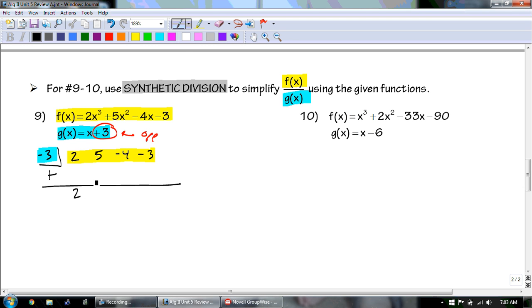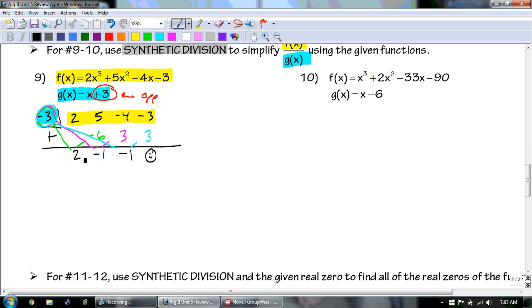Okay, we drop the 2. And then I'm going to do -3 times 2, which is -6. And then I add those together. 5 plus -6 is -1. And then I go -3 times -1 is a +3. All right, -4 plus 3 is -1. And then our last one is -3 times -1 is a +3, and those cancel out to give us 0.